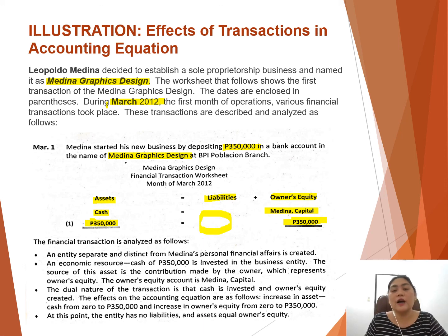So, therefore, sa accounting equation natin, sabi natin, asset equals liability plus owner's equity. So, ang asset ay 350,000. Ang owner's equity ay 350,000. So, pag tinotal mo yan, 350,000 din. So, therefore, ano yung napansin ninyo? Balanse. Pareho yung total ng asset, pareho yung total ng liabilities and owner's equity. So, yun yung sinasabi kanina na last step.